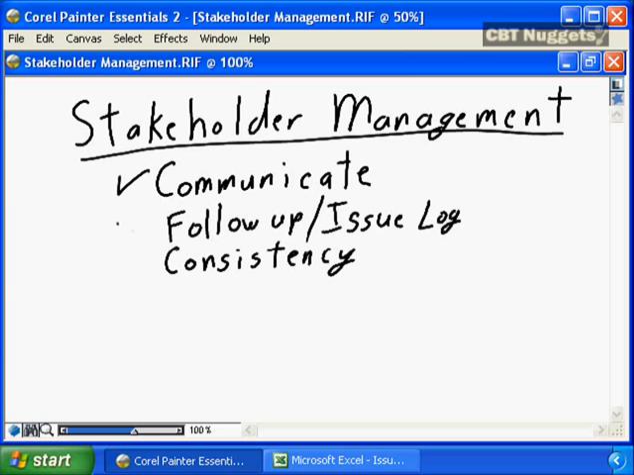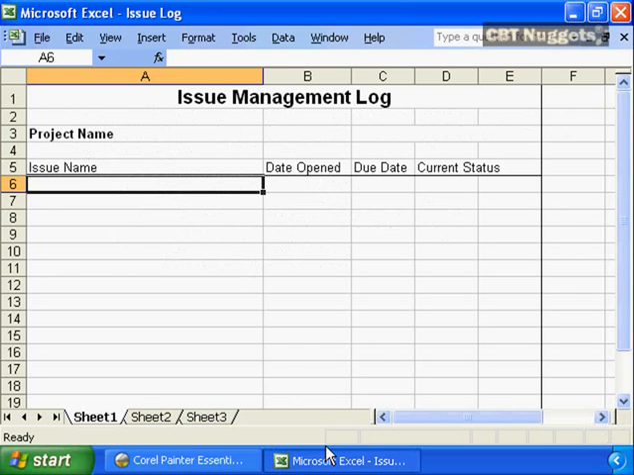In addition to effective communications, I found a very effective way for ensuring stakeholder satisfaction, for managing their expectations, is to develop a follow-up or issue log. Every time you make a promise to the stakeholder, put it into your issue management log. Give the issue a name. Here's what I promised to the stakeholder. Here's when I made the promise. Here's when I promised to get the information back to them. And here's the current status. And it's even a good idea to share this issue management log with the stakeholders. Here are all of the promises that I've made. Here are the promises of when I'll get information back to you. And here's the current status.